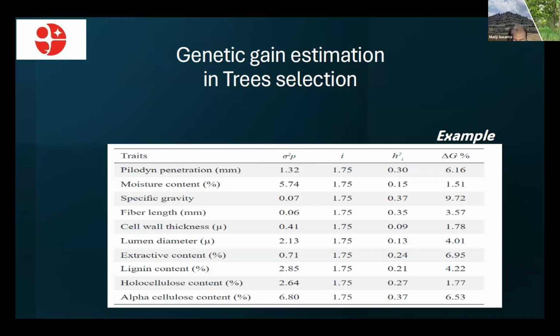Early selection. Genetic estimation can help identify traits that can be effectively selected for early in the tree life cycle, reducing the time and resources needed for the breeding cycle. Okay, thank you.